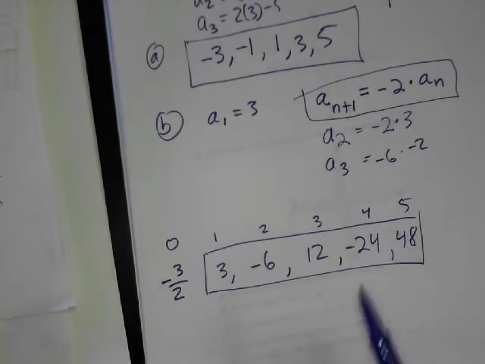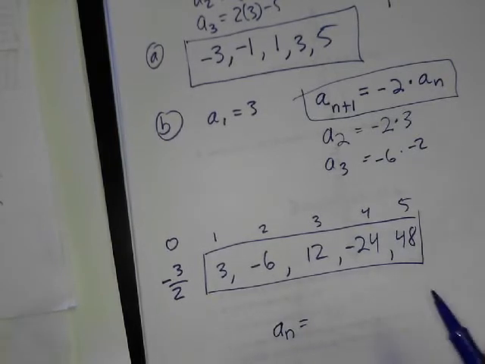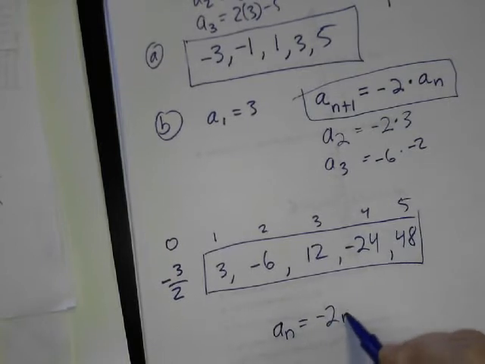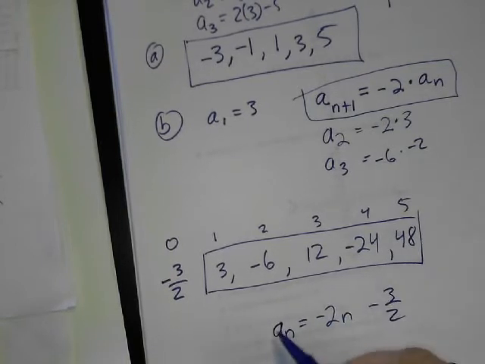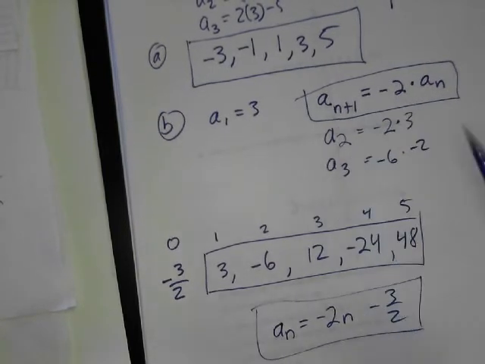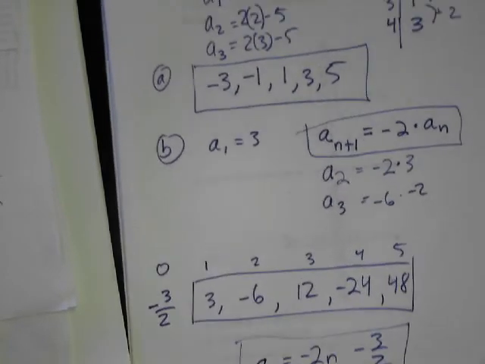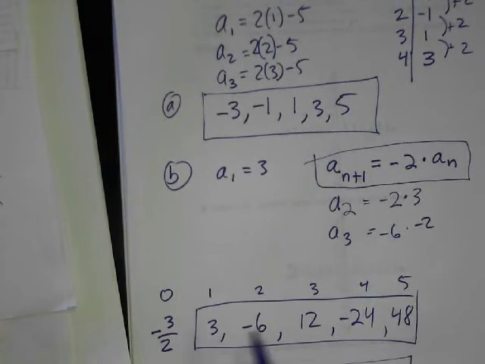But if you wanted the explicit, you'd go a of n equals negative 2n minus 3 halves. This is the explicit formula, or the explicit equation. That's the recursive equation. Okay, I'm not trying to confuse you. All you really needed to do was just this stuff that's in the box. Just get the 5 terms. I'm going to turn the thing off.